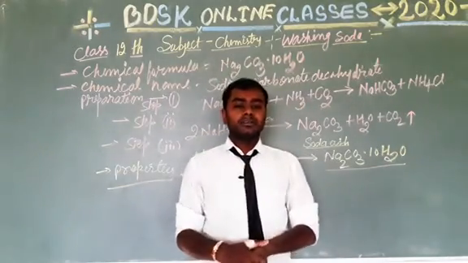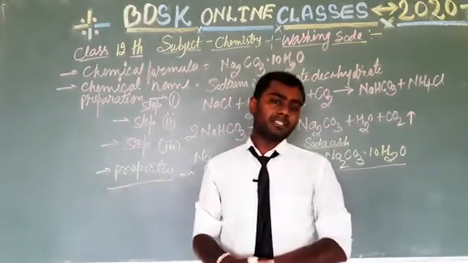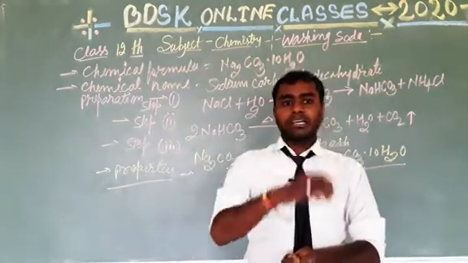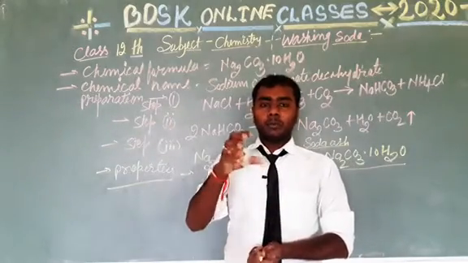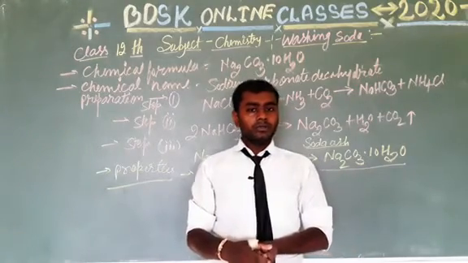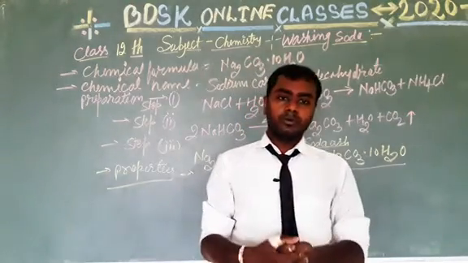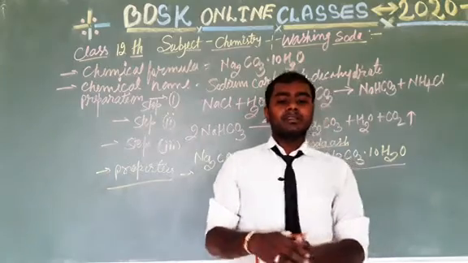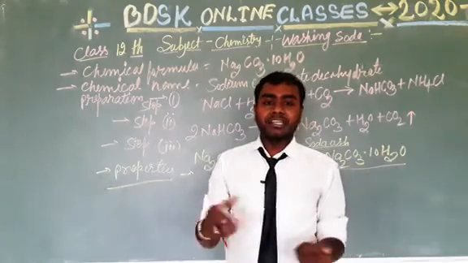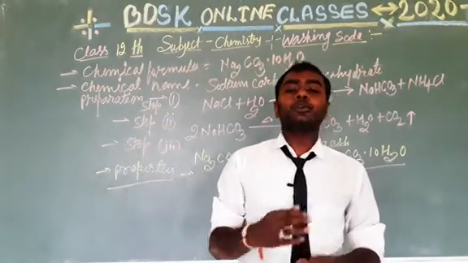Okay, next, washing soda is alkaline in nature, means this is basic in nature, and you know that any water soluble base is called alkaline. So due to its alkaline nature, it turns red litmus to blue. Okay. Next, it has a cleaning property, so it is a cleaning agent.